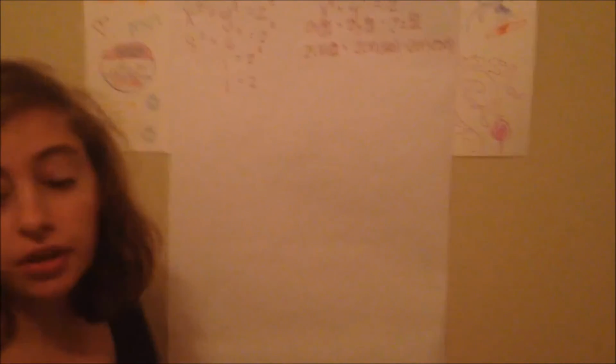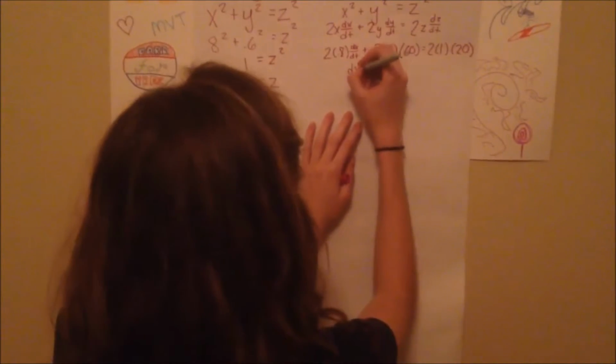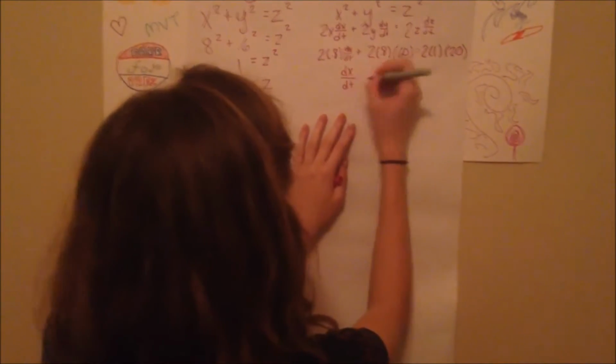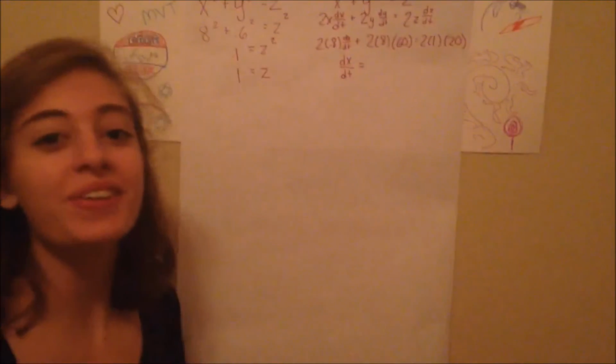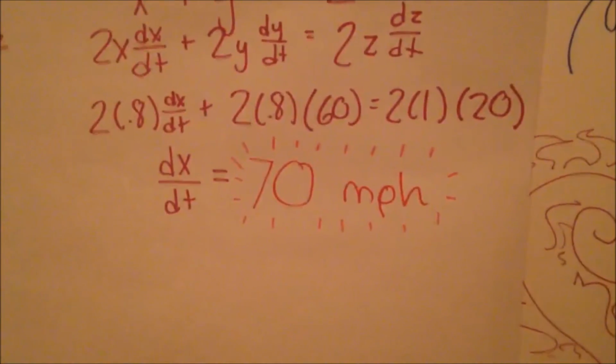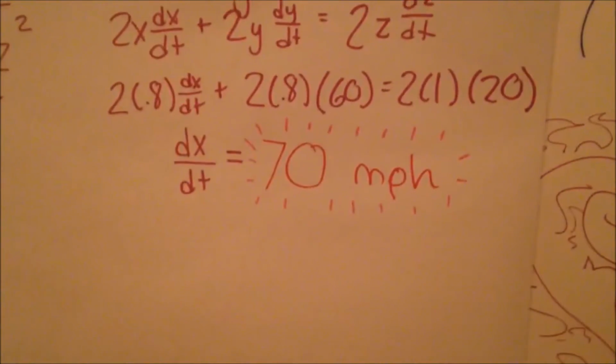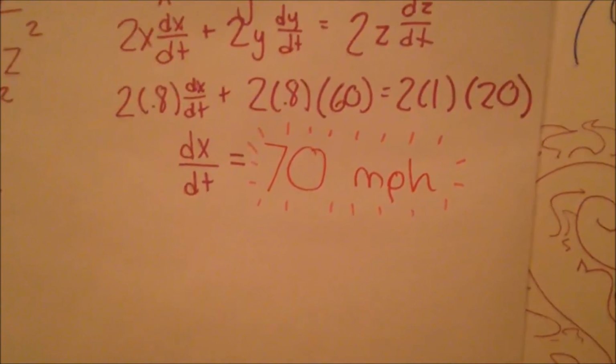And so then, if you go to punch it into your calculator, you get that dx/dt is equal to, ding, 70 miles per hour. And so that is how you solve related rate problems dealing with changing distance between two different variables.